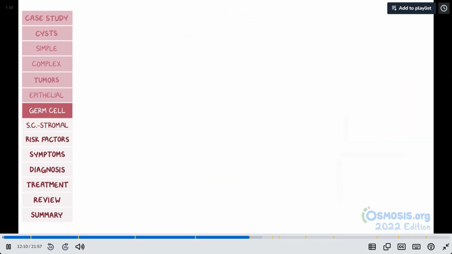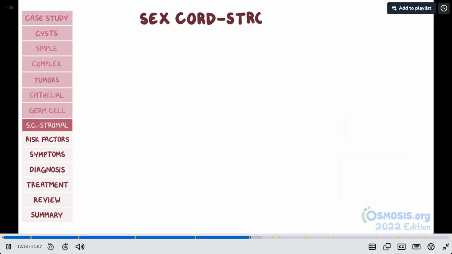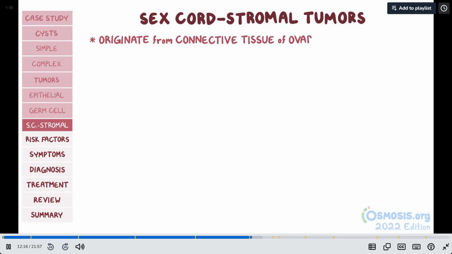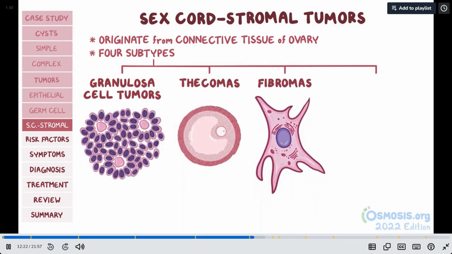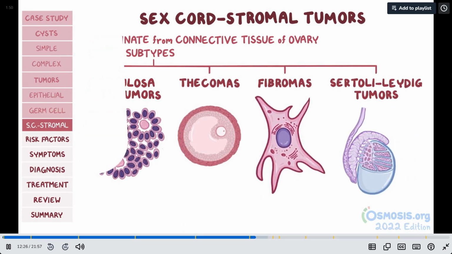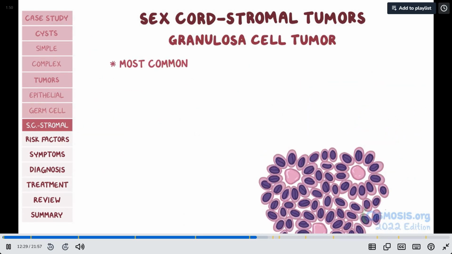Okay, moving on. The third big category of ovarian tumors involves sex cord stromal tumors that originate from the connective tissue of the ovary. There are 4 main types: granulosa cell tumors, sarcomas, fibromas, and Sertoli-Leydig tumors. Granulosa cell tumor is the most common malignant stromal tumor.